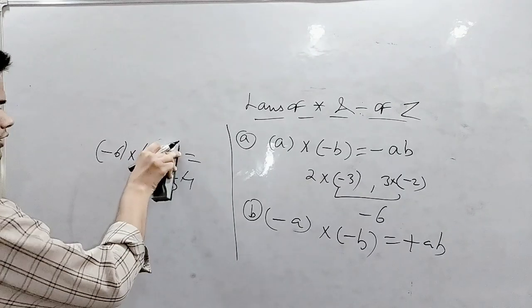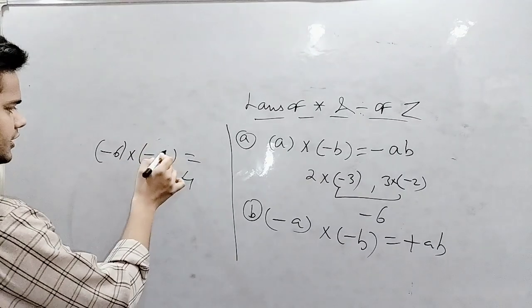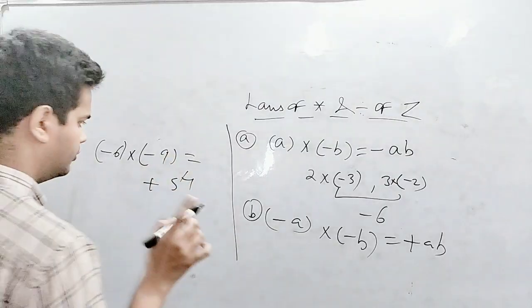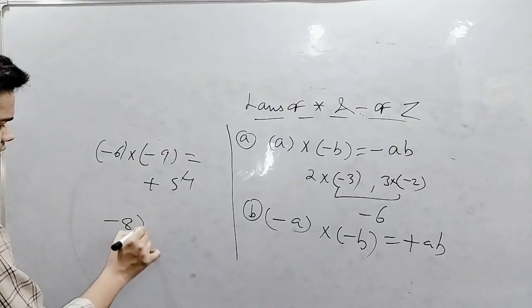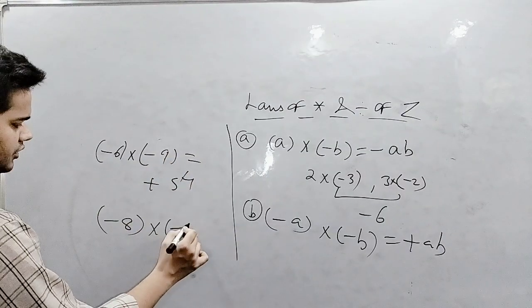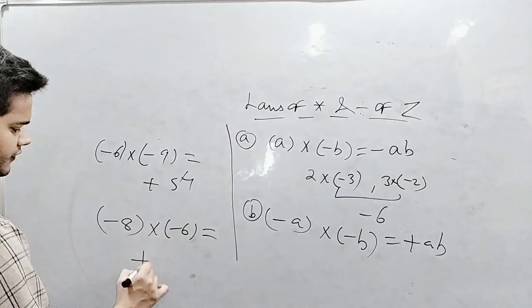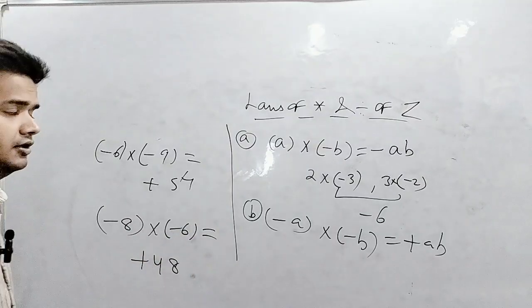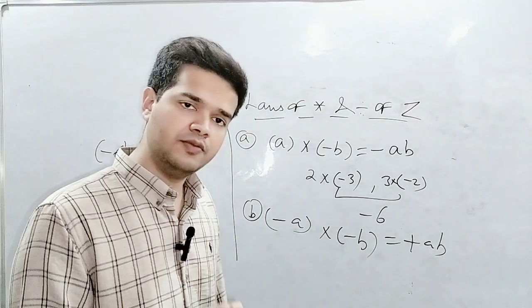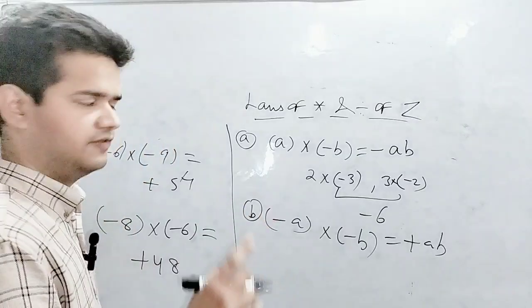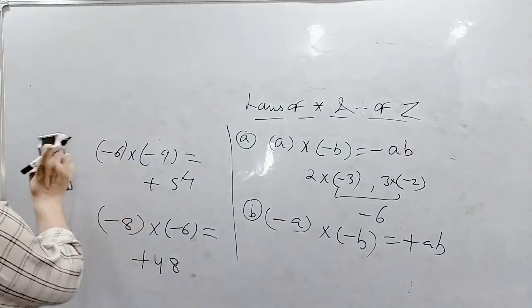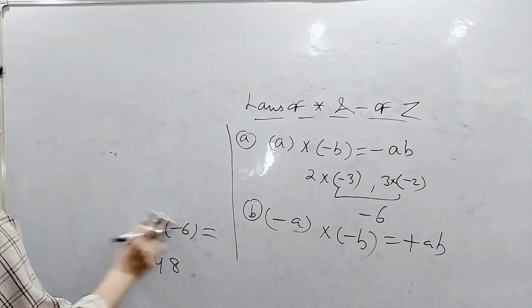Okay, that is, if I multiply two negatives, then I'm going to get a positive value. Like I write -8 into -6, so the value will be +48. That is, if I multiply two negative numbers, I'm going to get a positive value. Okay, note it down.